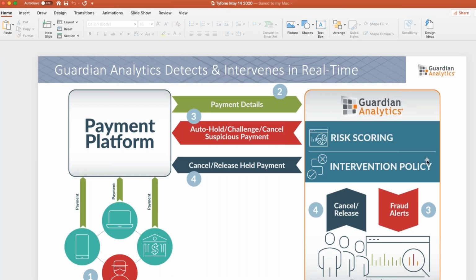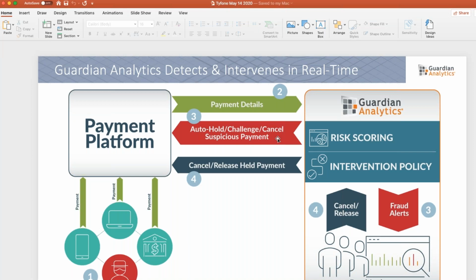So think, for example, on the left-hand side, we have the digital banking platform. On the right-hand side, we have Guardian Analytics doing the risk scoring as we receive the data through API. So all the risk scoring is done in real time. When the risk score is generated, we provide alerts in our application user interface. So the fraud analyst has a chance to look at the alerts, but at the same time, we can return an intervention based on a policy the FI can set in our application.